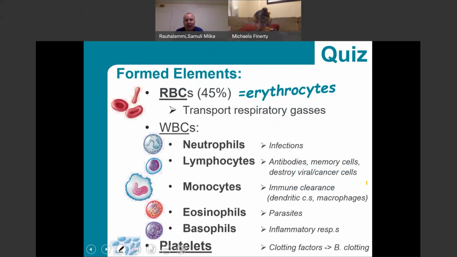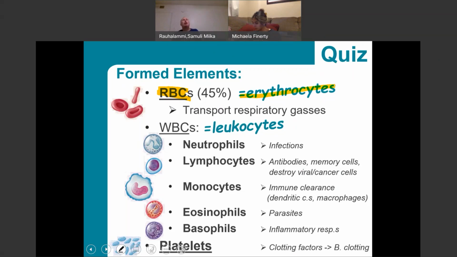In terms of the formed elements, we are going to go through those once more because there are many ways that they get asked in the quiz. You are asked to recognize them from pictures, you can pick them from lists, you can drag them to boxes, and so on. We remember that the most numerous of the formed elements was the red blood cells, and the term that we use when we talk about red blood cells is erythrocytes.